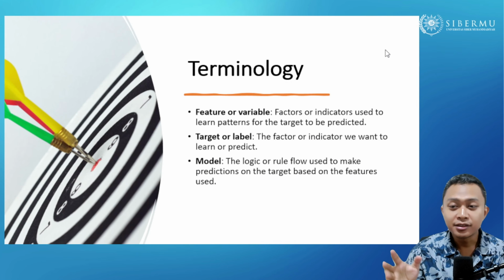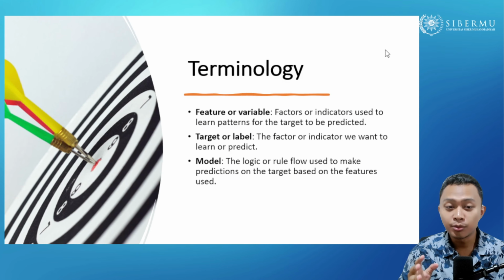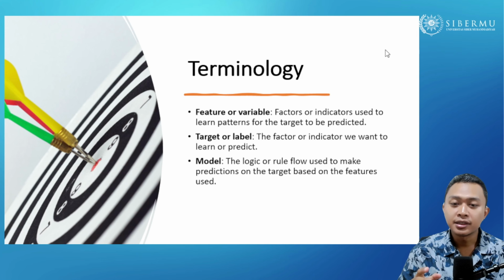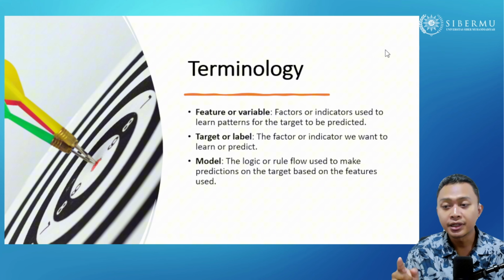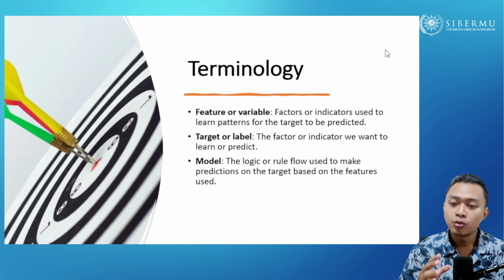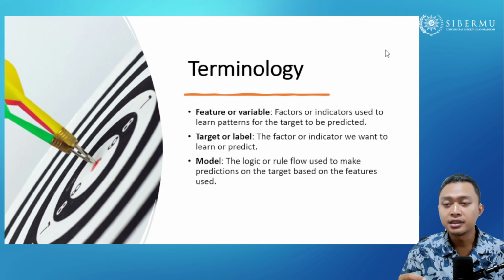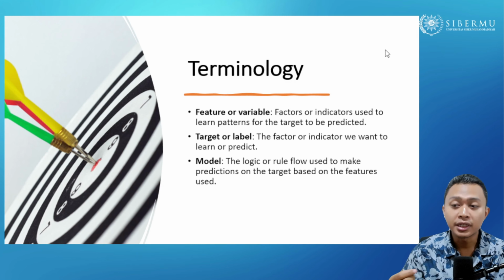Okay, let's break it down with some lingo. Feature is like the clue we use to predict stuff. Target is what we wanna figure out, and model is the smart trick we use to connect them.